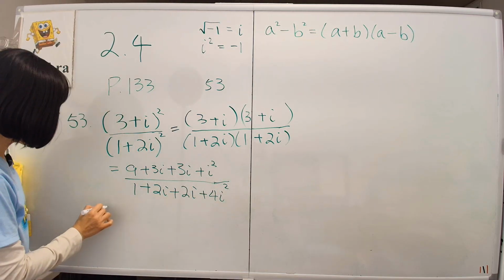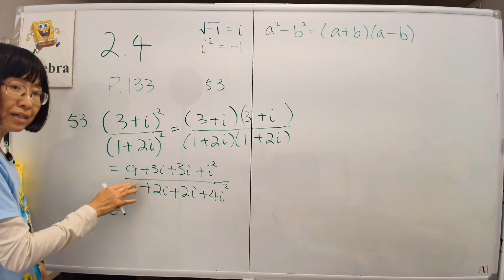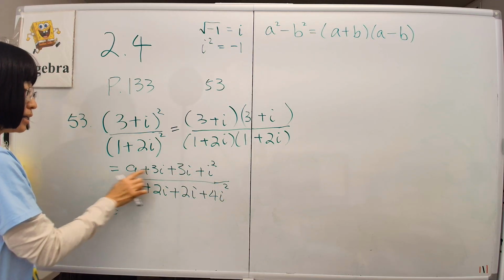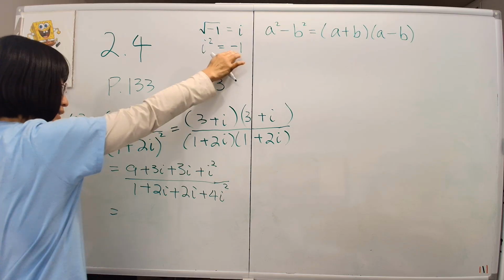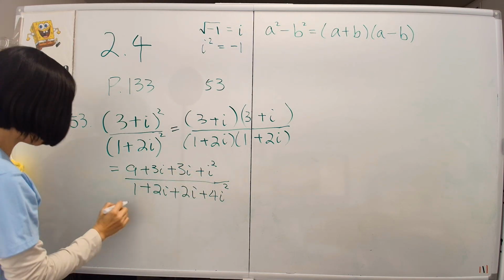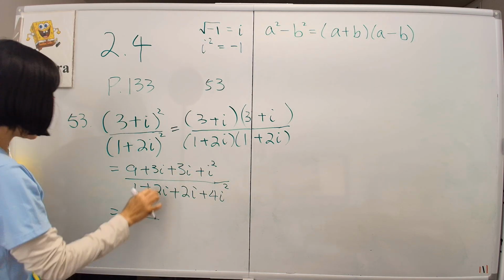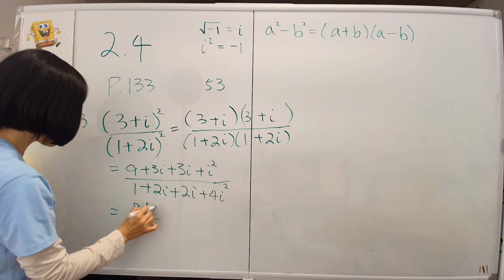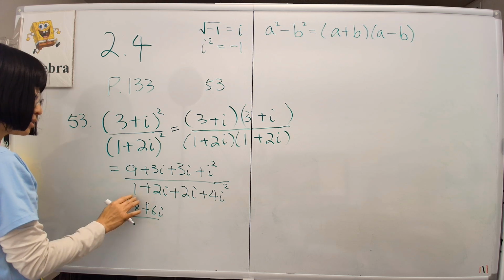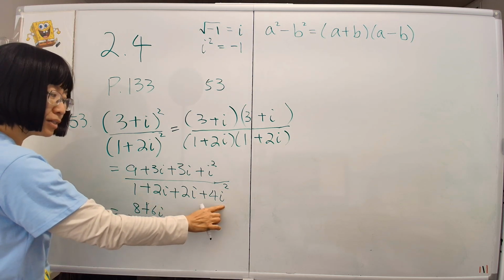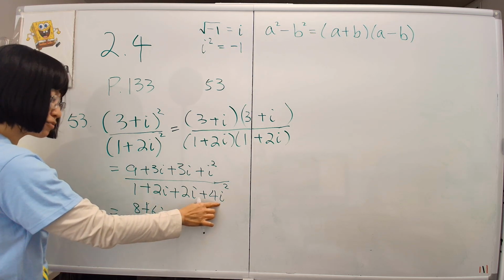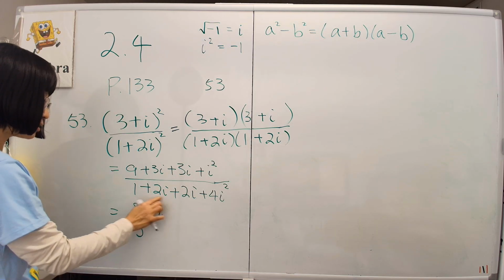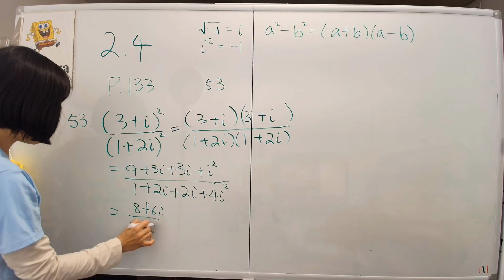Okay, so the next step we need to do is simplify it. That would be i squared is equal to -1. So we have 9 minus 1, that would be 8. Okay, so that's plus 3i plus 3i, which would be 6i. And then this is 1, okay? 4i squared is -1, so this becomes -4. -4 plus 1, that will give us -3. And then this becomes 2i plus 2i, which is 4i.